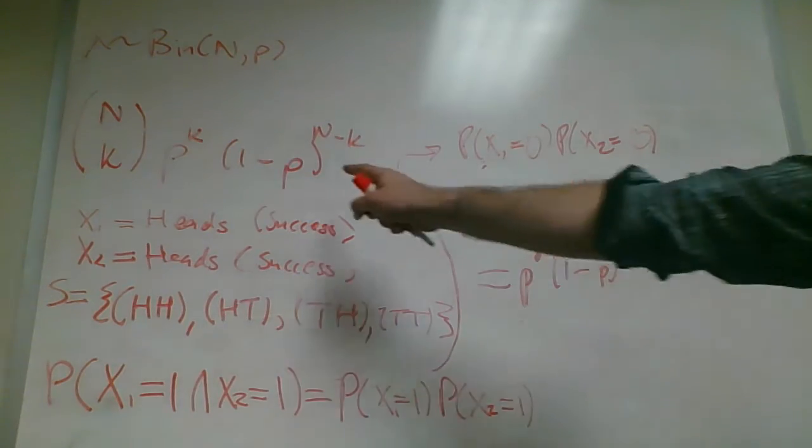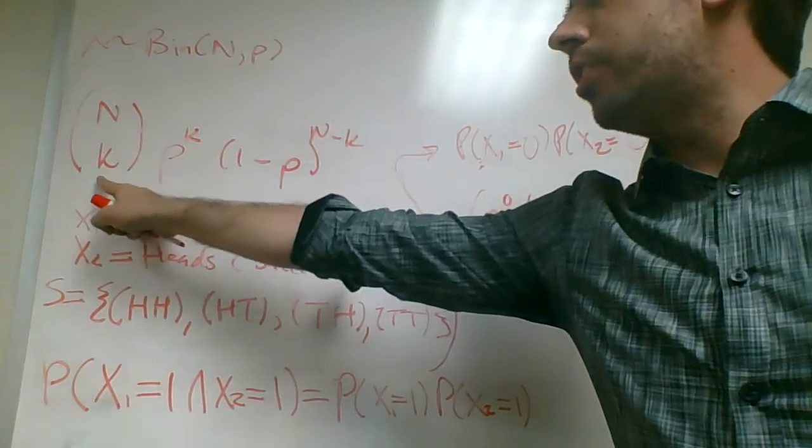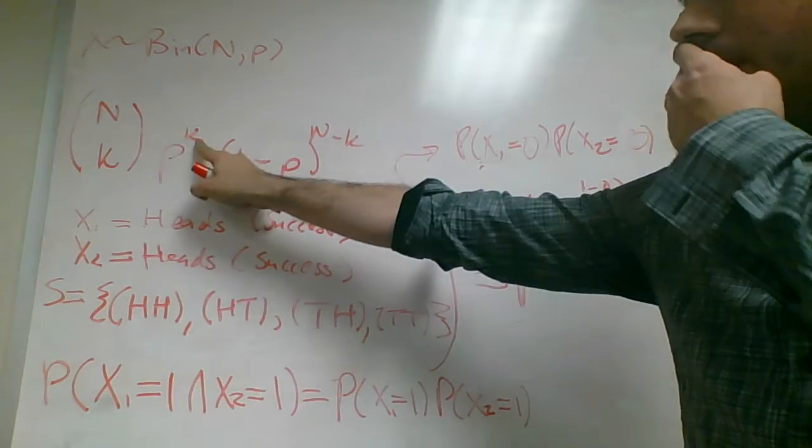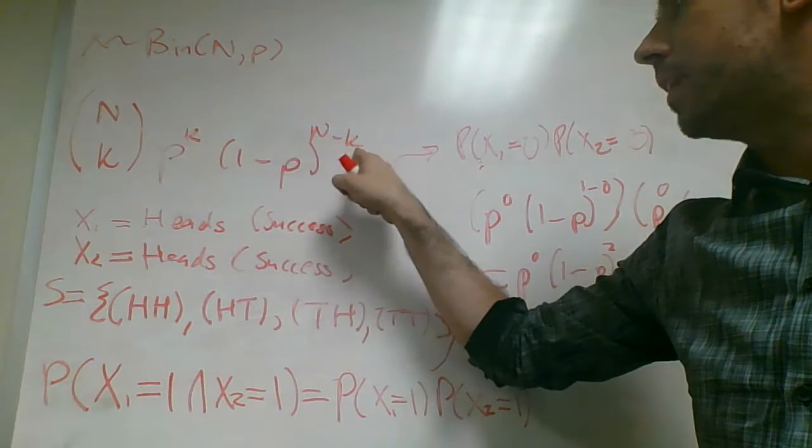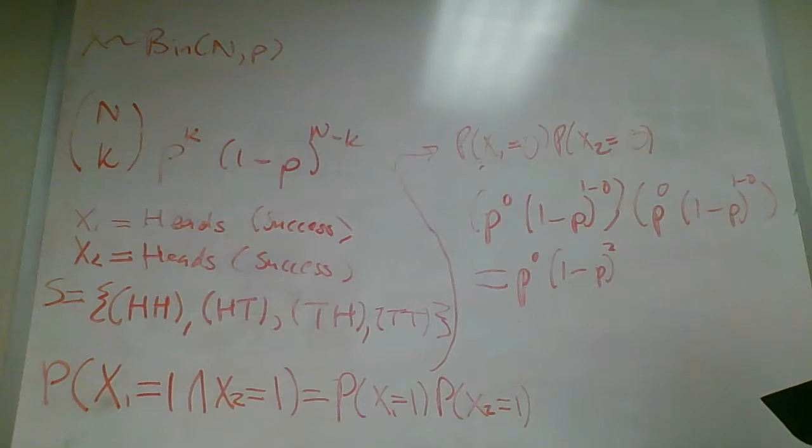So if you were to look back here, again, remember 2 choose 0 is 1. P to the 0 is p to the 0. And 1 minus p to the 2 minus 0 is 1 minus p squared, just like you would get here.